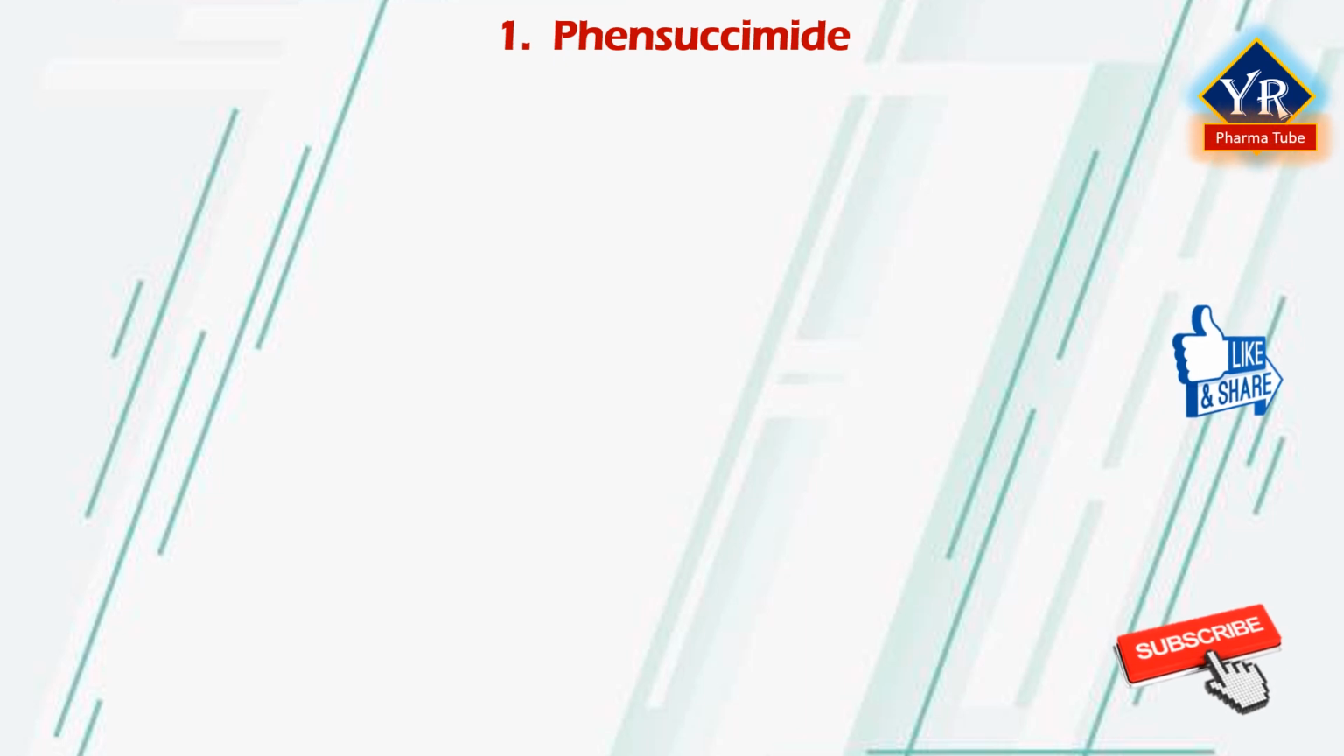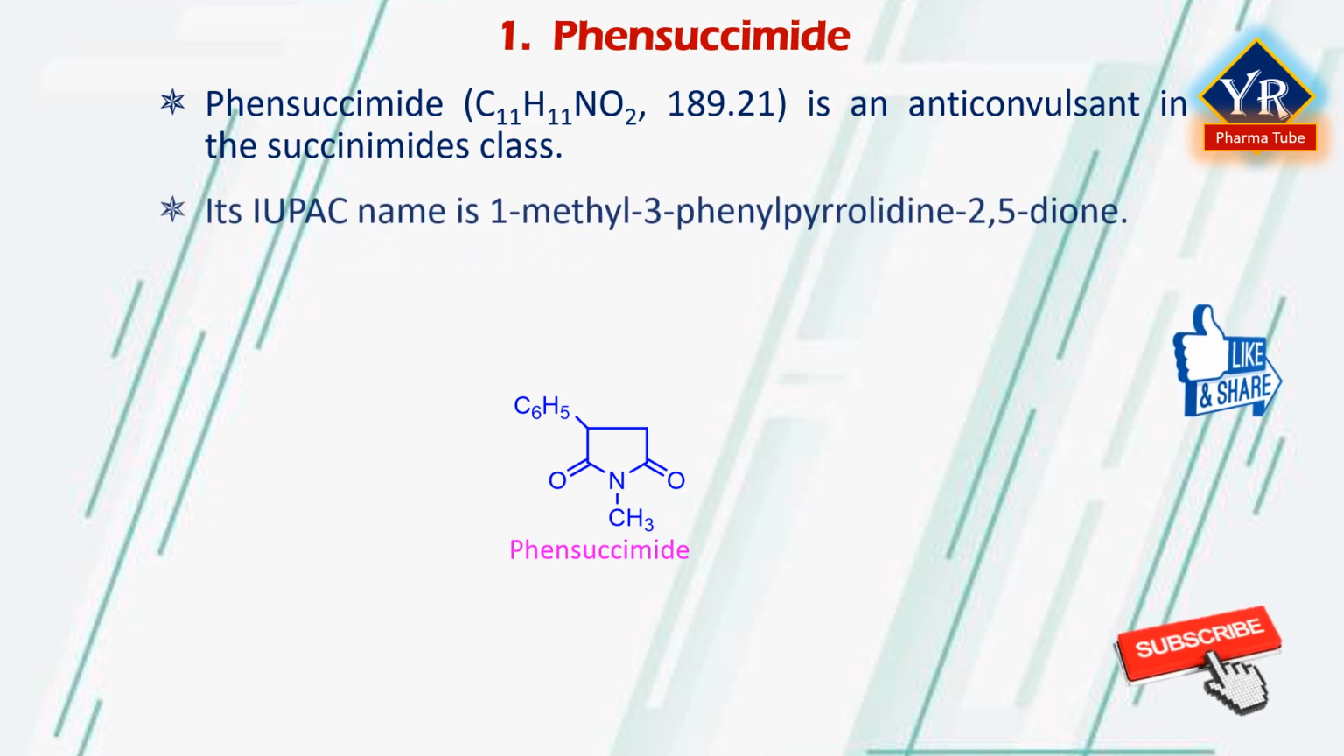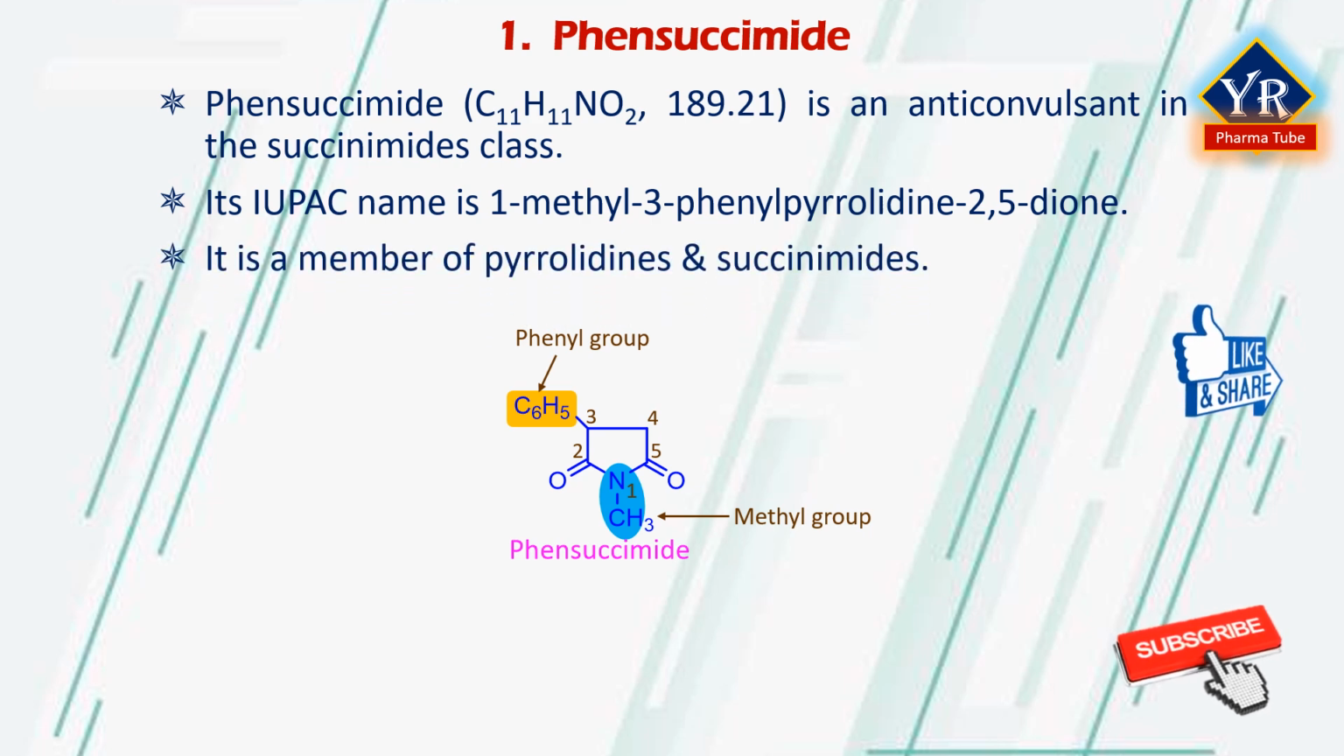The first drug of this class is Phensuximide. Phensuximide is an anticonvulsant in the succinimide class. Its IUPAC name is 1-methyl-3-phenylpyrrolidine-2,5-dione. It is a succinimide in which a methyl group is substituted at position 1 and a phenyl group is at position 3. It is a member of pyrrolidines and succinimides with anticonvulsant properties.